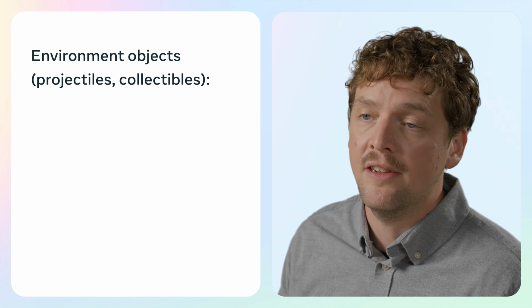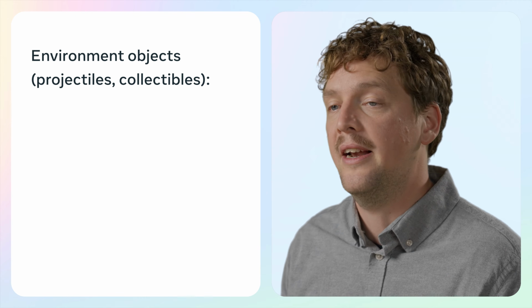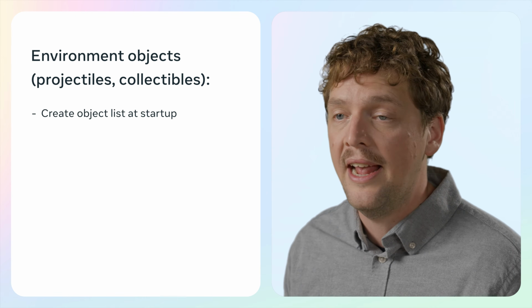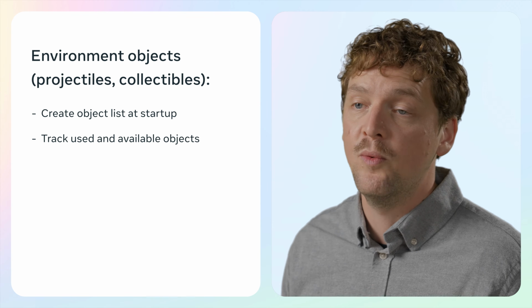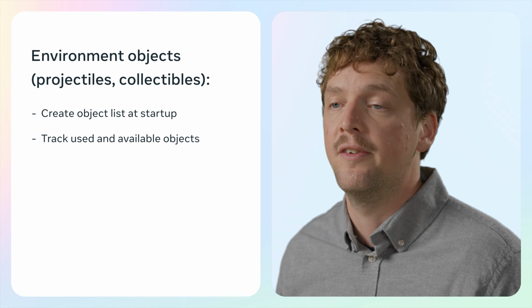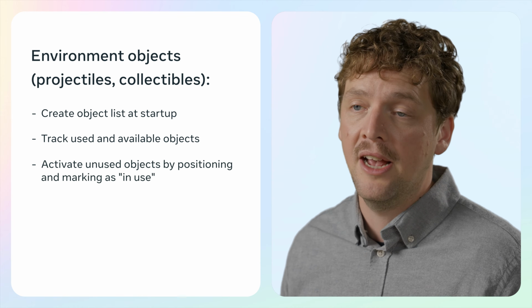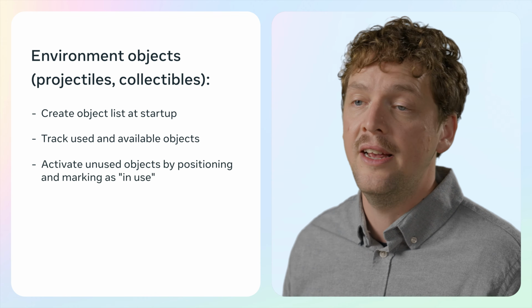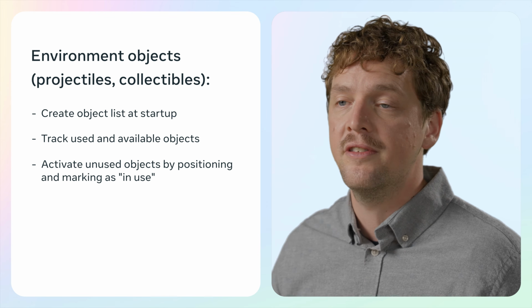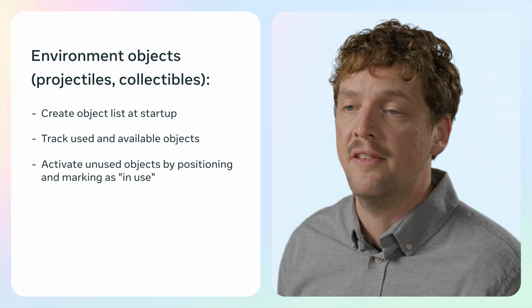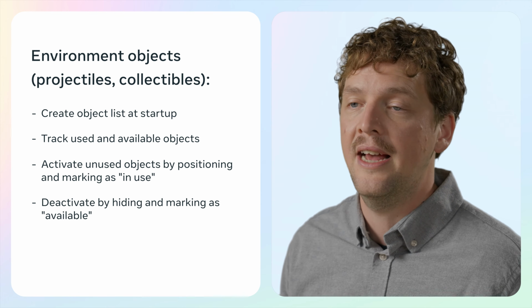You can implement it in TypeScript in worlds. In simple terms, here's how it works. For environment objects like projectiles or collectibles, you would typically create a list or array of objects at the start of the experience. Keep track of which objects are currently in use and which are available. When you need an object, find an unused one in your list, position it where it's needed, mark it as in use, and then when you're done with the object, hide it, mark it as available again instead of destroying it.